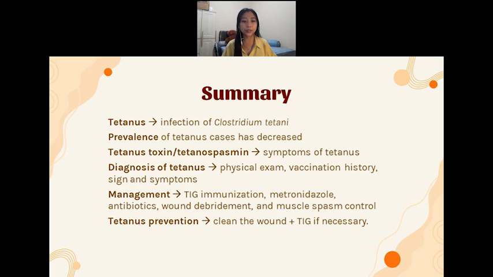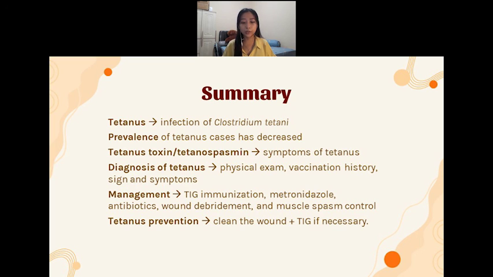So the summary of this topic: tetanus is a disease caused by infection of Clostridium tetani that enters through skin laceration. Currently, the prevalence of tetanus has decreased, with more cases in developing countries. Symptoms of tetanus are caused by tetanospasmin, or tetanus toxin, which affects the nerves and causes muscle spasm. The diagnosis of tetanus is based on physical exam, medical and vaccination history, and the signs and symptoms of muscle spasm, muscle rigidity, and pain.